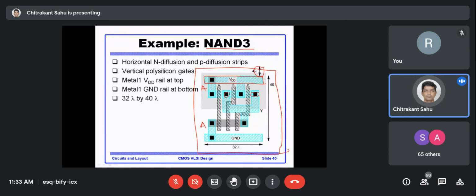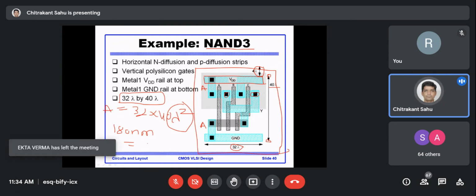So if we compute all the spacing from this particular point to this particular point, you can see it is showing how much? Total 40 lambda. Similarly, if you take the horizontal one, it is equal to 32 lambda. So can I say the area of the particular chip is equal to how much? 32 by 40 lambda square, okay. And you know what lambda means. So if it is given as, let's say, 180 nanometer technology, you can calculate the overall area, yes or no?